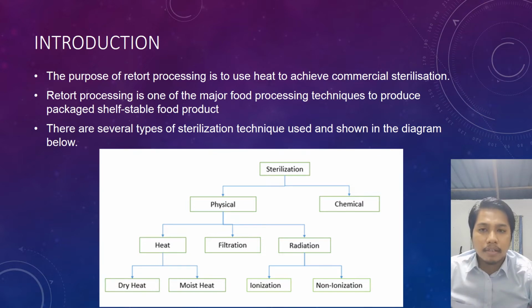There are several types of sterilization technique as shown in the diagram below. Mostly the sterilization technique used is physical, which uses heat and filtration. For heat, it mainly uses dry heat and moist heat, where heat is applied to the food package to destroy the bacteria or microorganism to achieve a commercial sterilization.